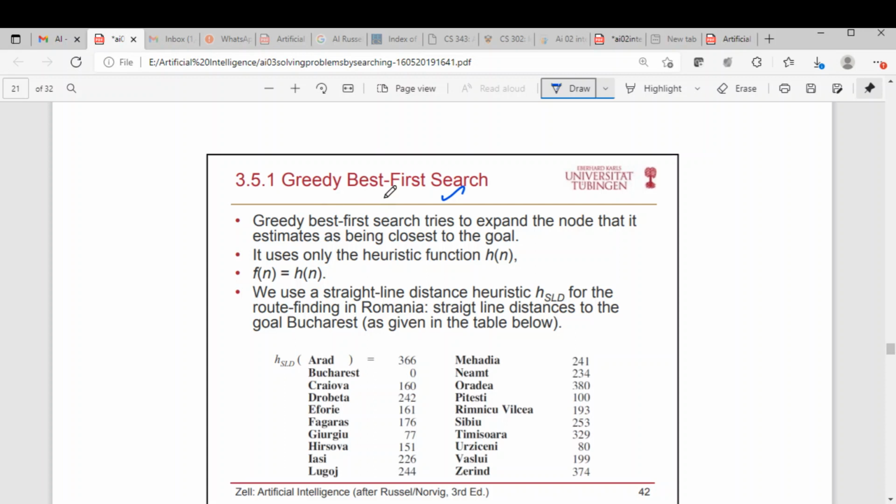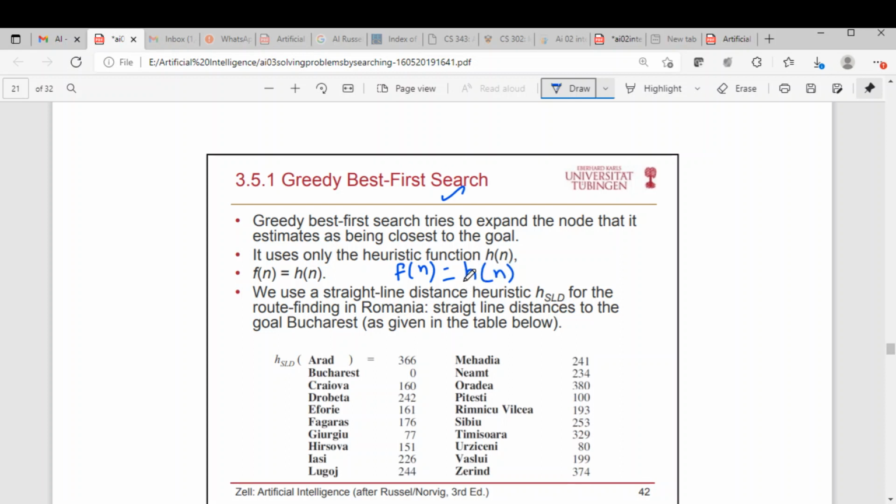For greedy best first algorithm, the evaluation function is defined just as f of n is equal to h of n. It's not defined as f of n is equal to g of n plus h of n. Generally the evaluation function will be f of n is equal to g of n plus h of n, but greedy best first search doesn't take that. It takes the evaluation function directly as f of n is equal to h of n. That's it.